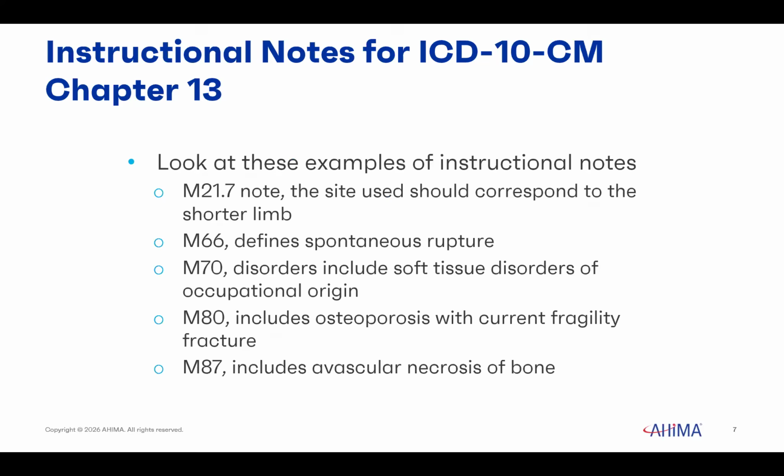And again, what you may want to do is go through and look up each of these code categories in your text so you understand these, right? M21.7, the site should correspond to the shorter limb. M66 defines the spontaneous rupture, and so on. Familiarize yourself with these code categories because there's a lot of these throughout this chapter.